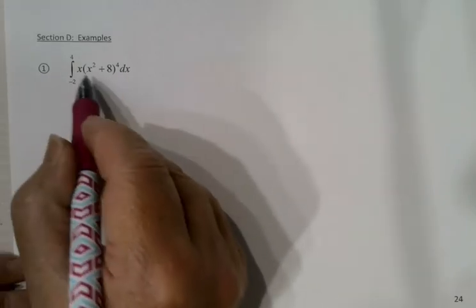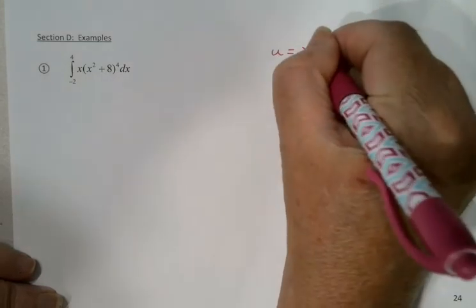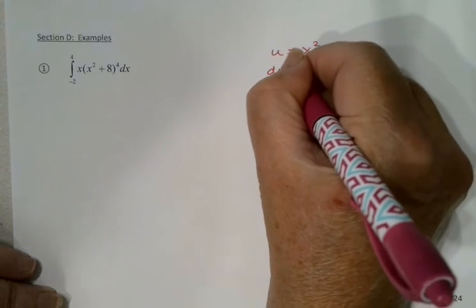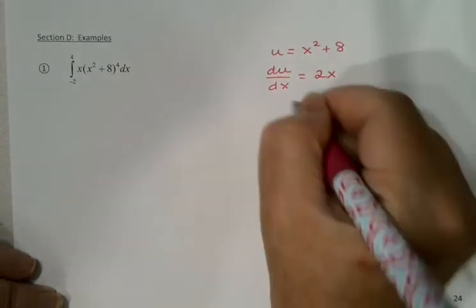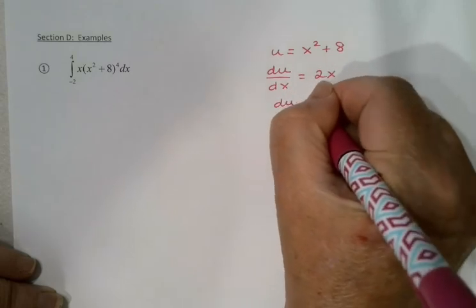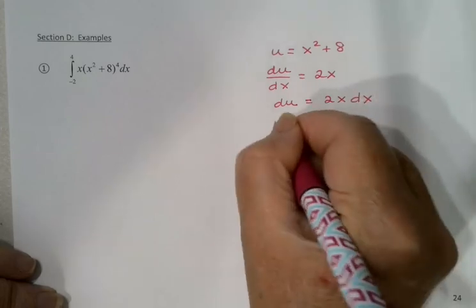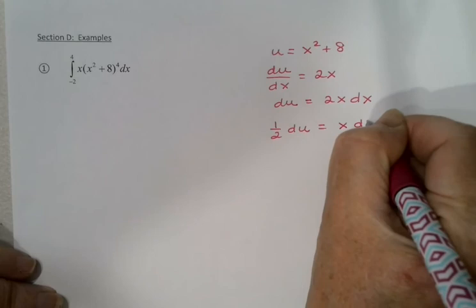So let's go ahead with this. As I'm looking at this and thinking about my u substitutions, it looks to me like the inner function here would be x squared plus 8. So let's make that our u, meaning that du dx would be 2x, and du is 2x times dx, so 1/2 du is equal to x dx.